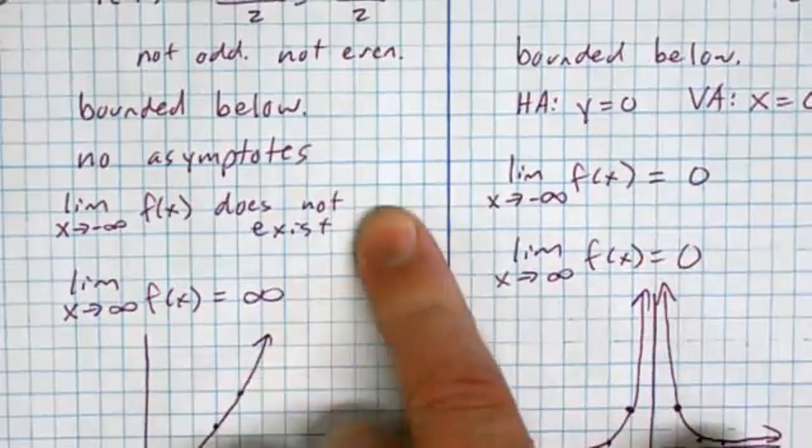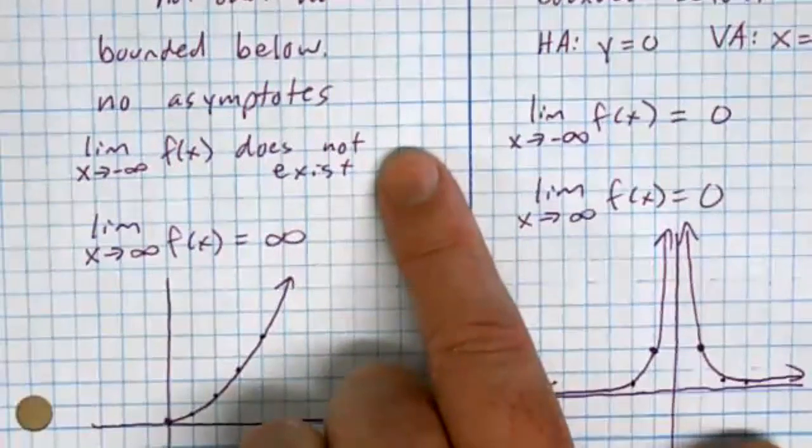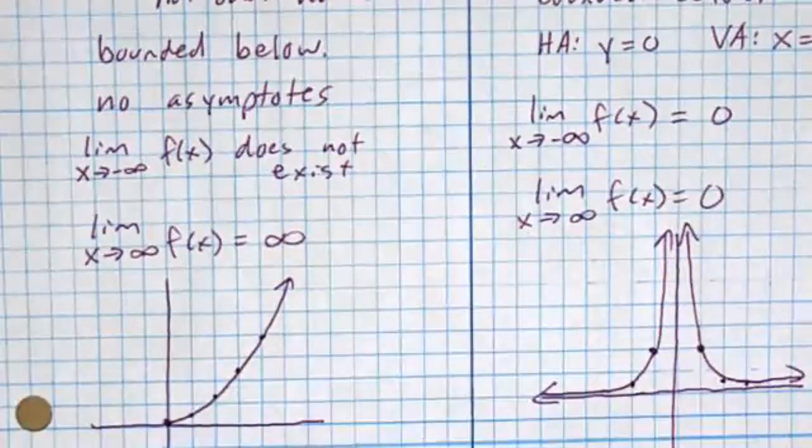The left hand end behavior does not exist. So we can't say it's equal to anything because the graph doesn't do anything on the far left. So when you write your limit notation for that left hand end behavior, we just say it does not exist. There is no end behavior there.